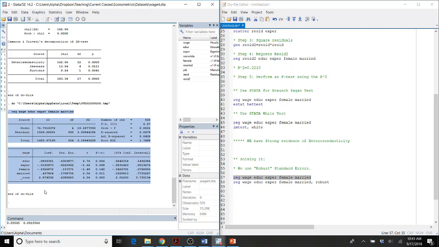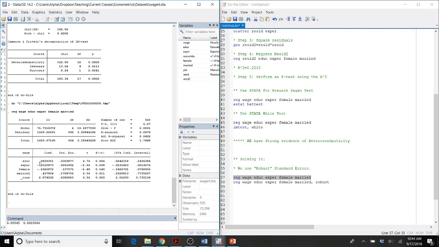Remember, I said heteroskedasticity does not cause bias in your coefficient estimates. Well, what are the coefficient estimates? Here are your coefficient estimates. This column right here, right? Here's our coefficient on education. Here's our coefficient on experience. Here's our coefficient on female. Here's our coefficient on married. Okay, so now we're saying that heteroskedasticity does not cause bias in our coefficient estimates.